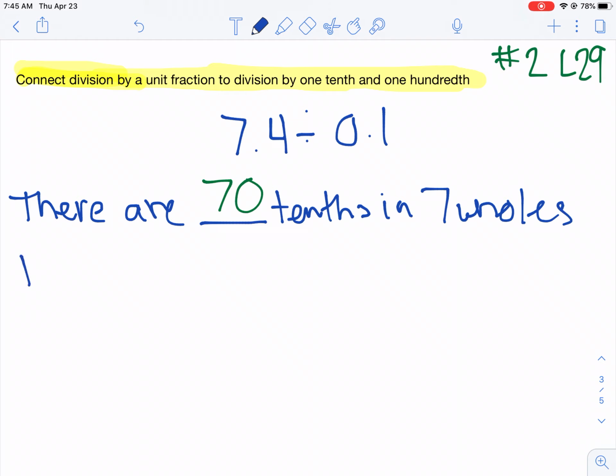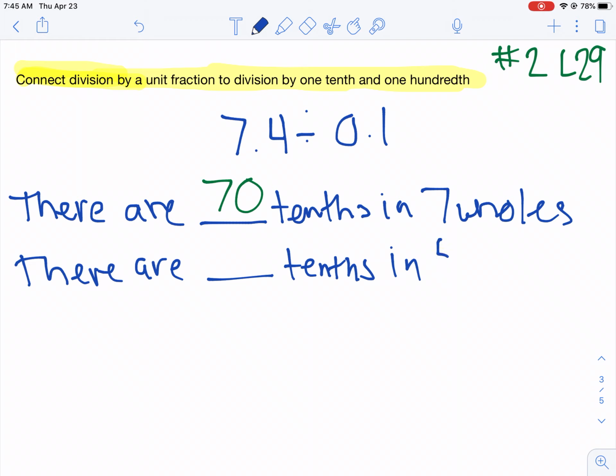What about this? How many tenths in 4/10? Because our number is 7 wholes and 4/10, right? So how many tenths in 4/10? Come on, everybody. 4. So if there are 70 tenths in 7 wholes and 4 tenths in 4/10, 7 4/10 is how many tenths all together? 74 tenths.